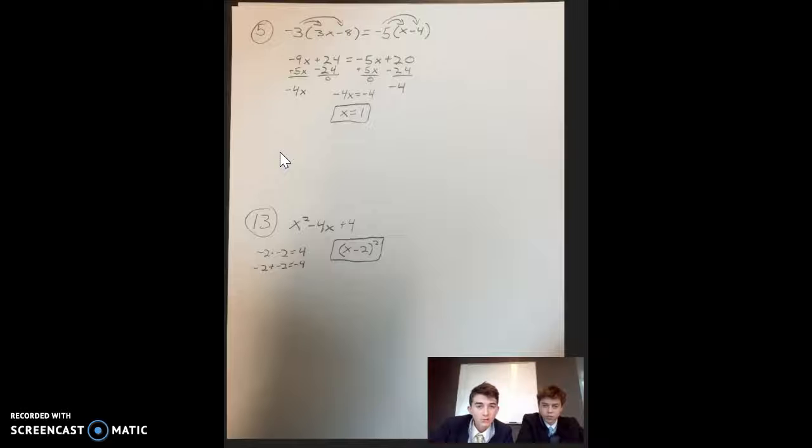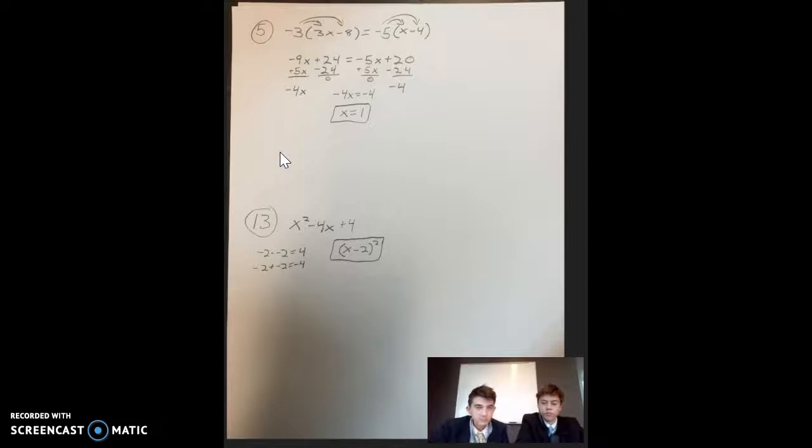So we add 5x to both sides, and that gives you negative 4x. And to get that variable by itself, you also have to subtract 24 from both sides. So when you subtract 24 from both sides, you end up with negative 4x equals negative 4. And that simplifies to be x equals 1.